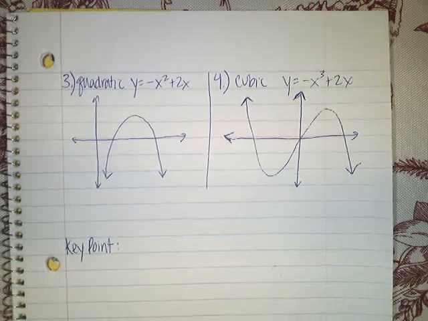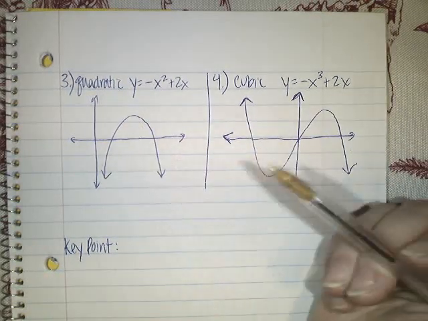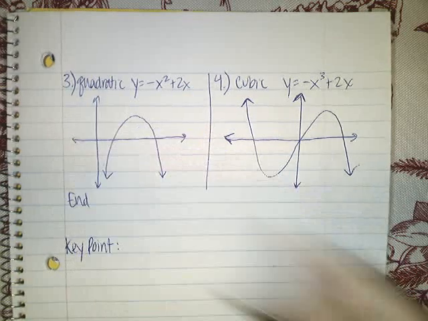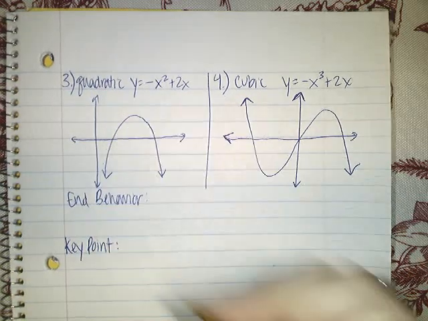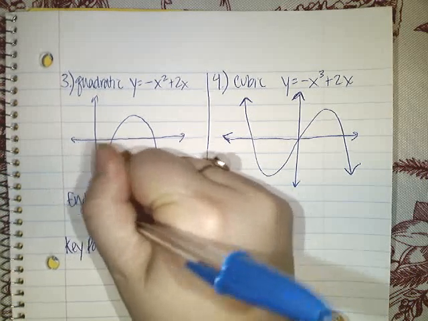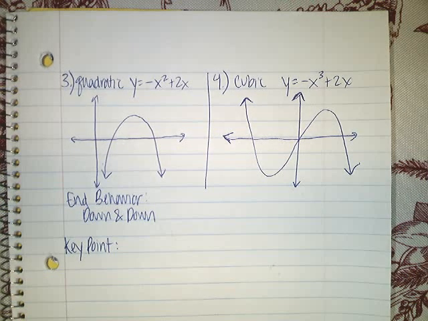So for the next one, I have a quadratic. This time it's negative, so again, it's a rough sketch. So my end behavior will be down and down.